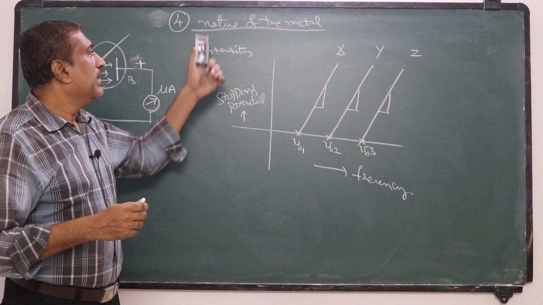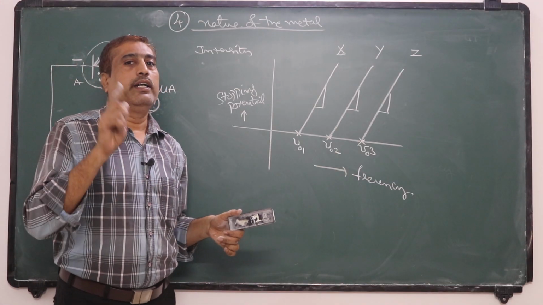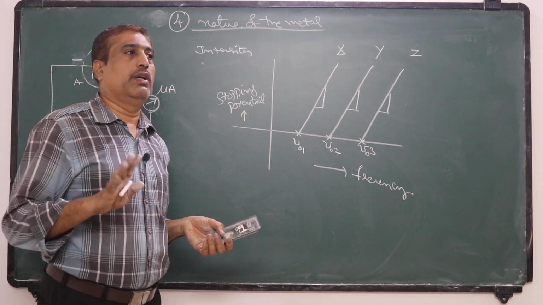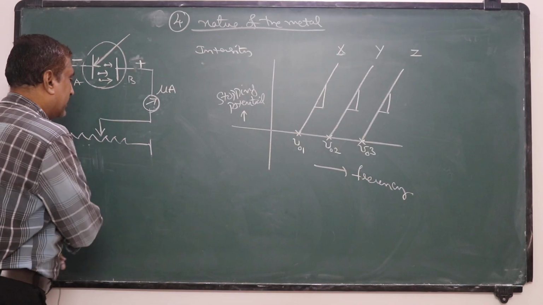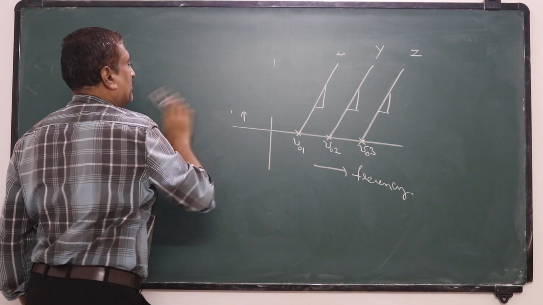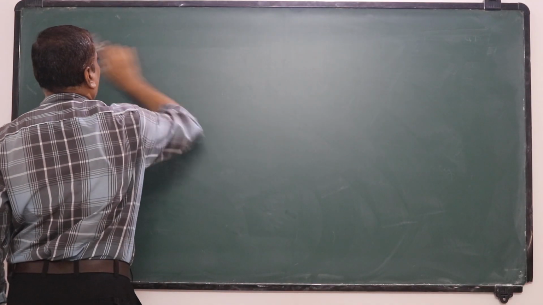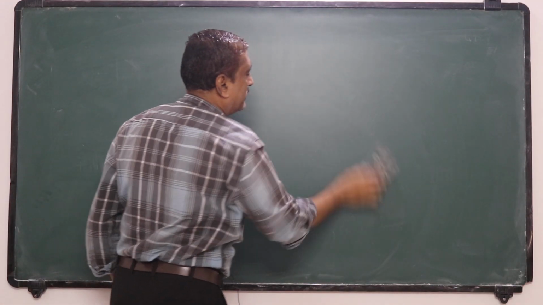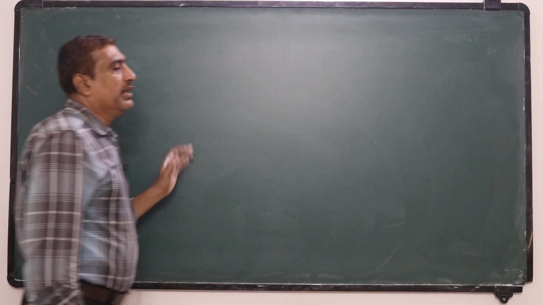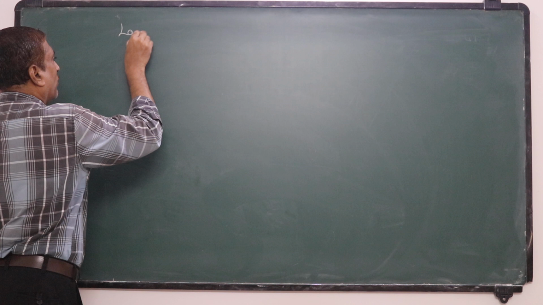And the fourth one, the minimum amount of energy required to liberate an electron from the metal depends on the nature of the metal. These are the four characteristics of the photoelectrons. Now these four characteristics are grouped together as the laws of photoelectric effect.